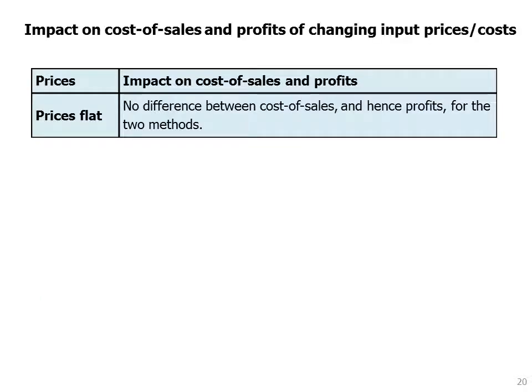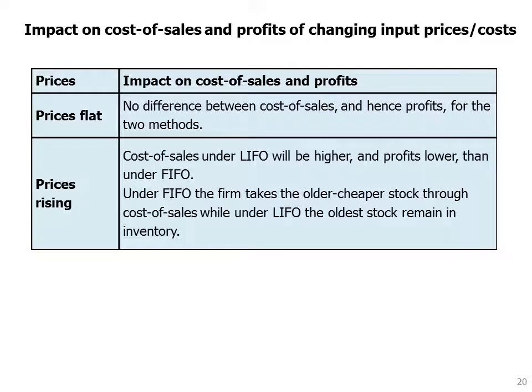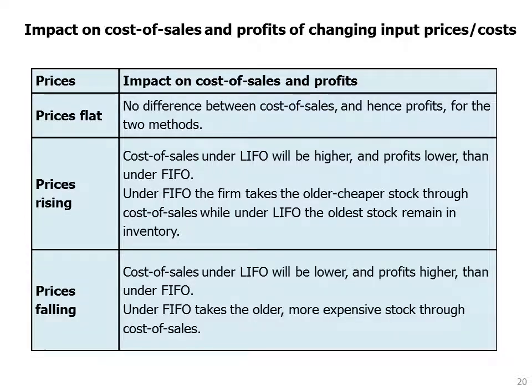And if we look at the impact on cost of sales and profits of changing input prices or costs, if prices are flat, there should be no difference between cost of sales and hence profits for the two methods. If prices are rising, the cost of sales under LIFO will be higher and profits lower than under FIFO. Under FIFO, the firm is taking the older, cheaper stock through cost of sales, while under LIFO, the older stock remains in inventory. On the other hand, if prices are falling, cost of sales under LIFO will be lower and profits higher than under FIFO. Under FIFO, it's taking the older, more expensive stock through the cost of sales.